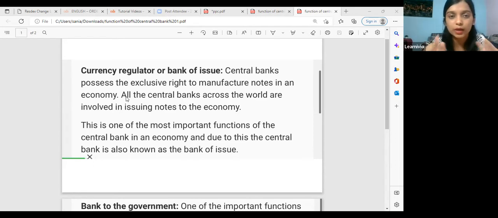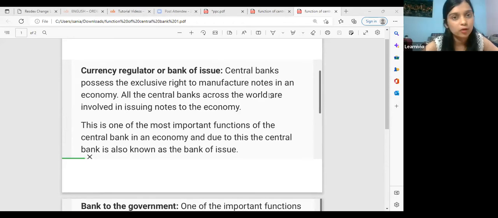So who has the authority to issue currency? Basically central bank. And why have I written notes? Because currency is of two types, notes and coins. But coins are not manufactured by central bank. They are manufactured by some other person. So basically central bank manufactures notes in an economy.